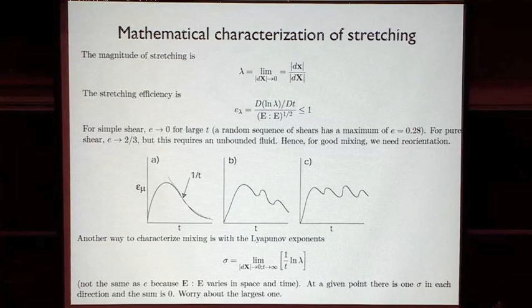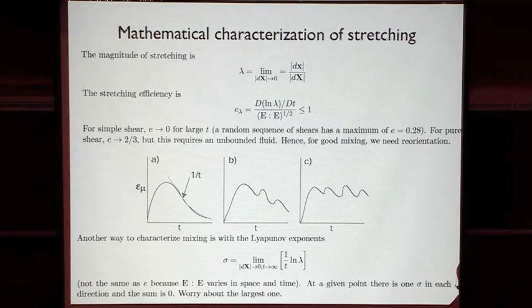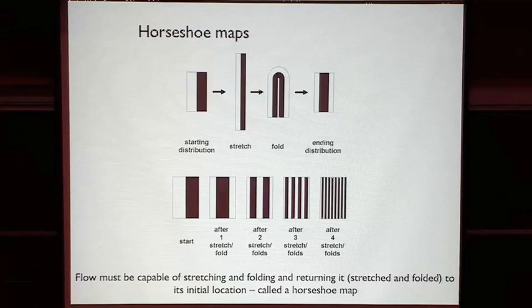Okay. So we need a combination of stretching and folding to get good mixing, and this can be represented with this thing that's called a horseshoe map. It's called a horseshoe map, I think, because it looks like a horseshoe. But horseshoes don't quite look like this. I don't know why it's called a horseshoe map in reality.